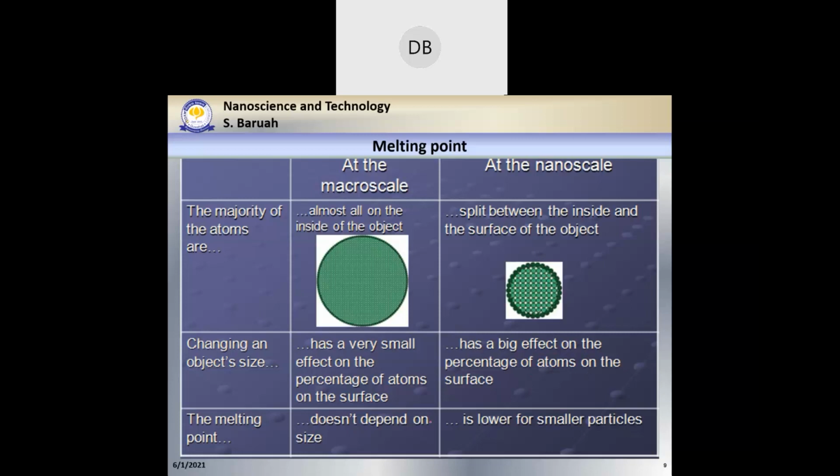And the melting point does not depend on the size at the macro scale, right? That means a sphere of 10 centimeter diameter and a sphere of 1 meter or 10-meter diameter will have the same melting point, right? But if you go to the nanoscale, it will go down. The same material will have much lower melting points.